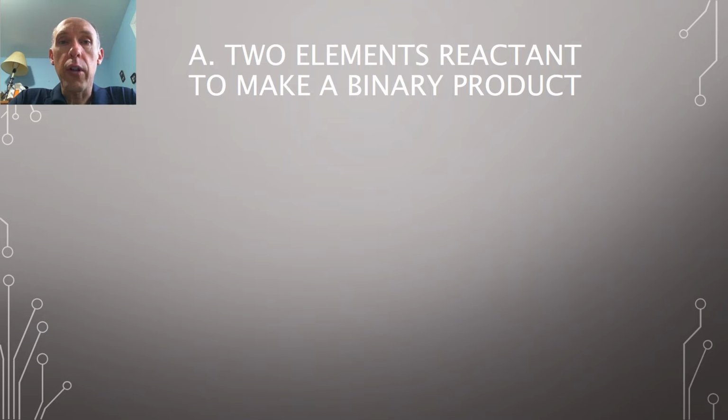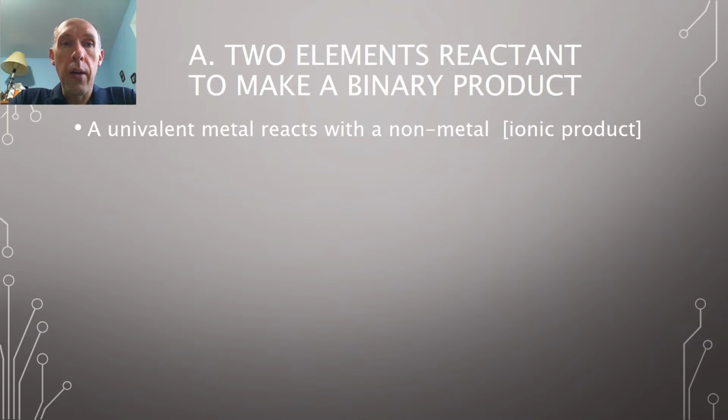The first version is two elements react to make a binary product. Binary simply means only two elements. If we first look at a univalent metal, so multivalent means more than one possible charge, univalent means there's only one charge possible. A univalent metal reacts with a nonmetal and you get an ionic product. An example of this would be taking 4 sodium atoms and 1 oxygen molecule and making sodium oxide.